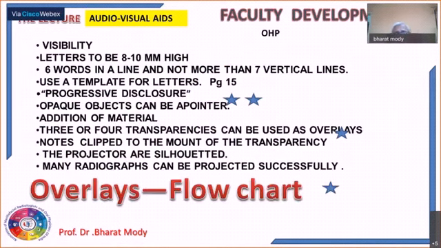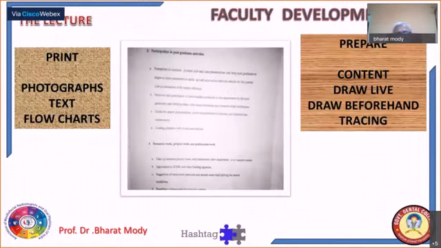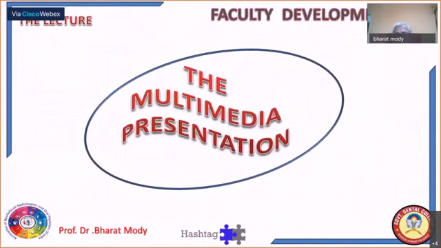So there are certain rules for that. The visibility should be there. Letters should be 8 to 10 millimeters, 6 words in a line, 7 in a vertical line. All those things are there. Most important is any opaque material, even your pen, can become a pointer as far as OHP is concerned. You can print something, photograph, text and everything on that and present it. You can draw directly when you are taking a class itself. You can previously trace something from the textbook or from anything and show that. So that is the advantage of OHP. That brings us to the multimedia presentation.